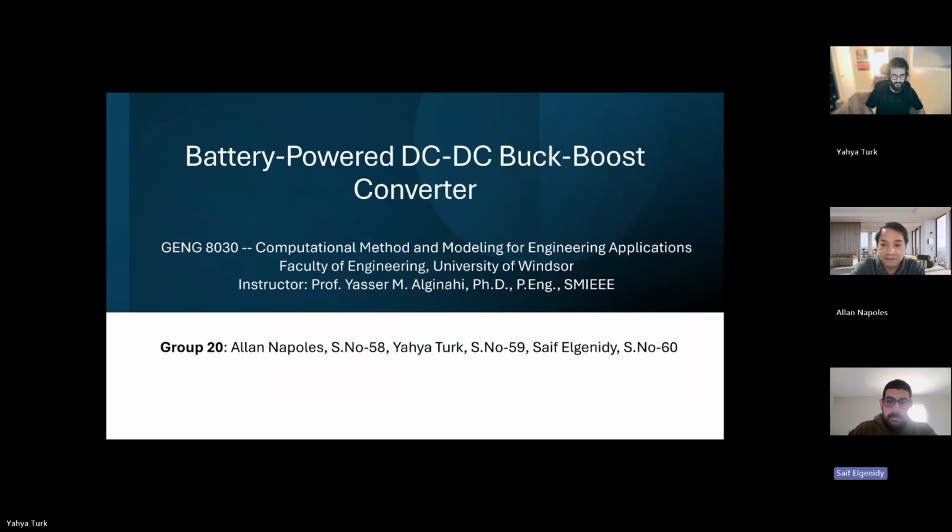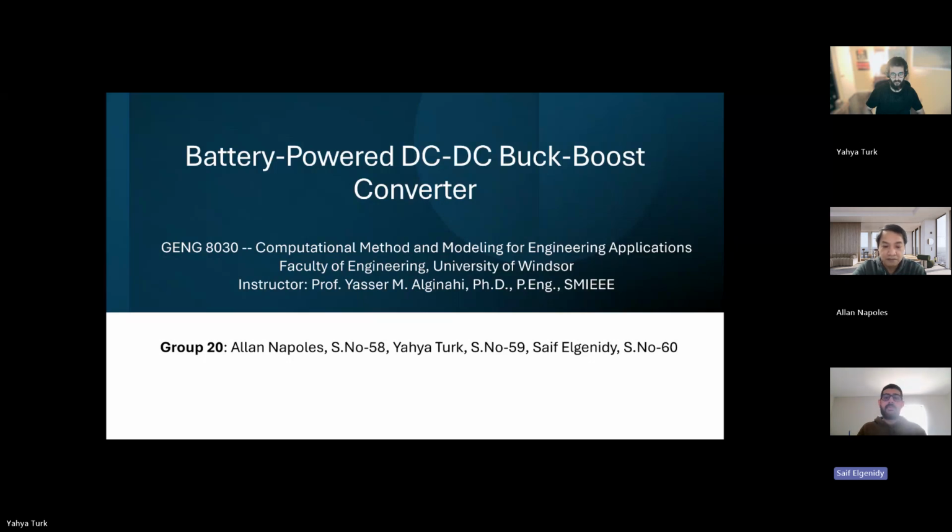Battery-powered electronics experience fluctuations in input voltage due to battery discharge and variations in load, and this can negatively affect the system performance. So to solve this problem, we are offering a DC-DC converter, and specifically buck boost because it can increase and decrease the input voltage. This flexibility makes it ideal.